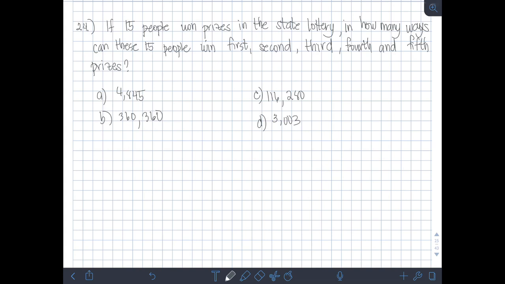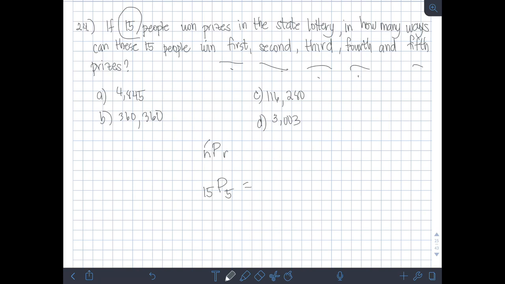Okay? Next, we have, if 15 people won prizes in the state lottery, in how many ways can these 15 people win first, second, third, fourth, and fifth prizes? So, since yung problem natin ay nagre-required ng order of winners, which is first, second, third, fourth, and fifth, mahalaga yung arrangement. So, therefore, gagamitin natin dito ay permutation. So, NPR. So, ang N natin dito ay kung ilan yung number of people na mananalo, which is 15. So, we have 15P. And then, yung R natin ay kung ilan yung pwesto na mapapanalunan. Ilan yun? First, second, third, fourth, fifth. Therefore, 5. So, we have 15P5.